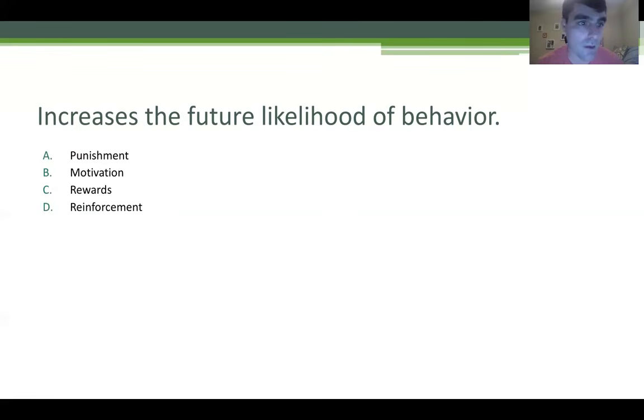So let's find it. A, punishment. No, what does punishment do? Decreases behavior. Motivation. Motivation can have an impact, right? But it's not what's increasing the future likelihood of behavior. Reinforcement's coming after the behavior. Motivation comes before, all right?